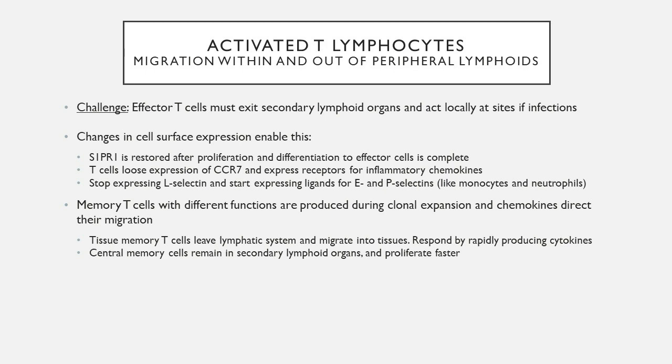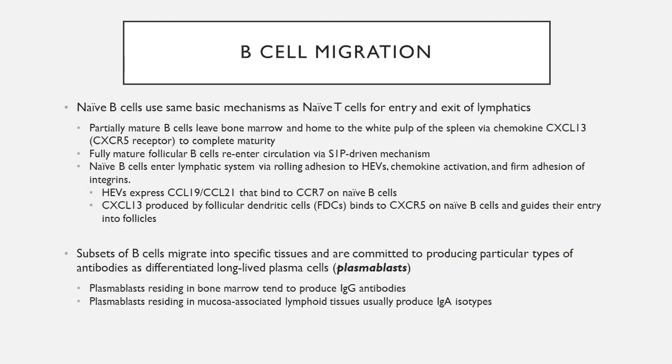So they might go to one of two places. One is that they can migrate to sites of tissue where they might be more effective, like the endothelial layer of the gut or the skin. And they will reside there and respond rapidly by producing cytokines whenever they re-encounter their specific antigen. Or they could become central memory cells and remain within the secondary lymphoid organs, where they're going to proliferate and activate much faster than their naive counterparts.